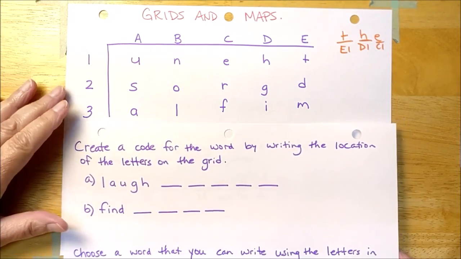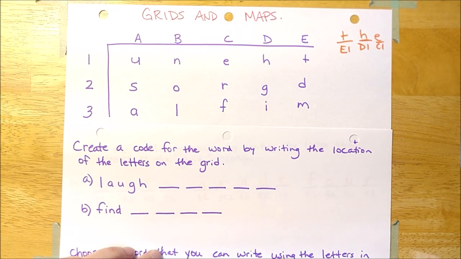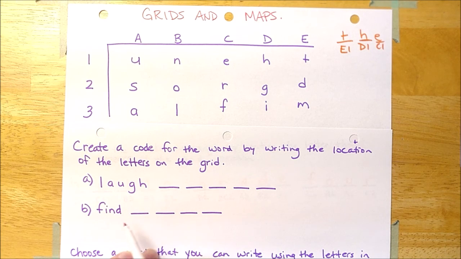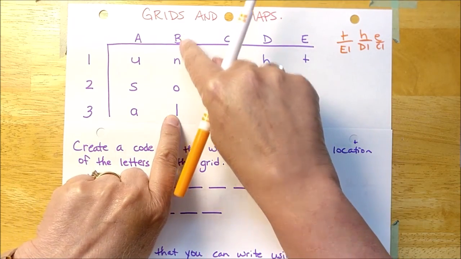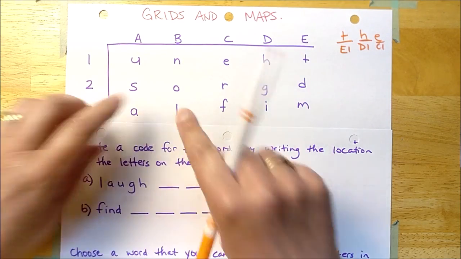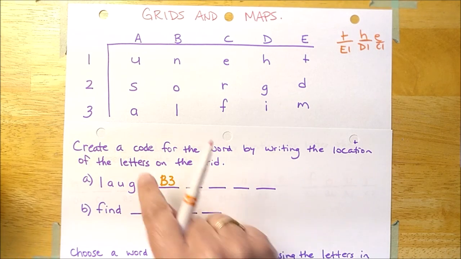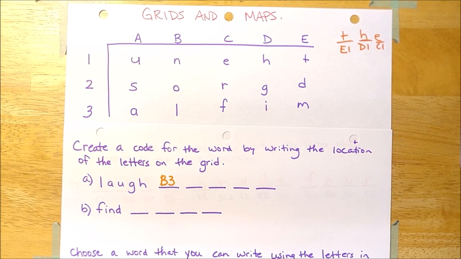So now you're going to see if you can figure out what the code is for the words laugh and find. So you're going to find the L, which is right here. That is row B and 3. So you would write B3. So I'm going to see if you can find all of the ones for laugh and find, and pause and figure that out and then come back.